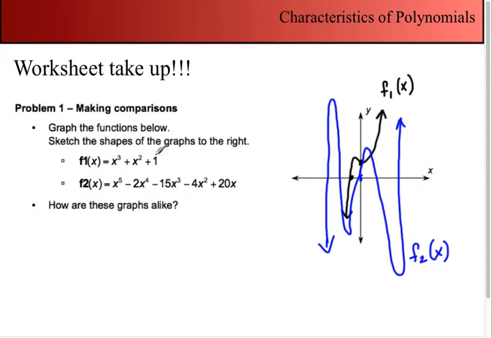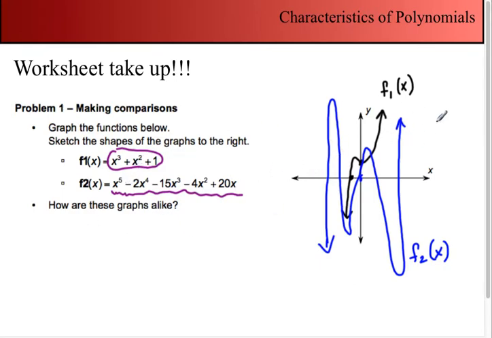You had problem one. You should have graphed these two functions, f1 and f2 in Desmos, and you just have to put the equation into Desmos as is, and it will graph it for you. Notice the black one is that cubic polynomial right there, and the blue one is this quintic, this degree 5 polynomial right here. Sometimes you might have to zoom out or zoom in, by pinching if you're on an iPad or a device, or zooming out using the buttons on the computer.